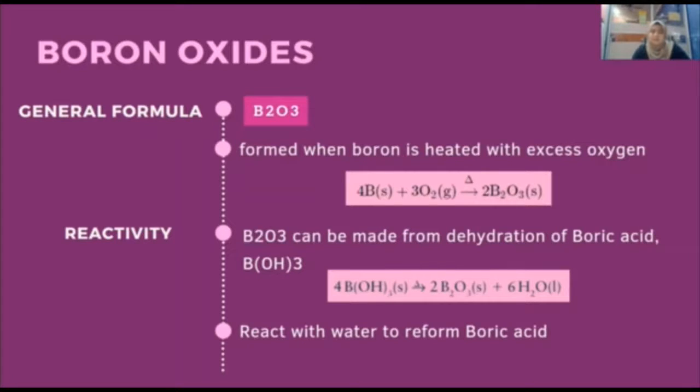The general formula for boron oxide is B2O3, which is formed when boron is heated with excess oxygen. As you can see from the chemical equation, boron will react with oxygen to form boron oxide. Boron oxide can also be made from dehydration of boric acid. You can refer to the chemical equation to see that the dehydration of boric acid will form boron oxide and water. Since this is a reversible reaction, when boron oxide reacts with water, it will reform boric acid.